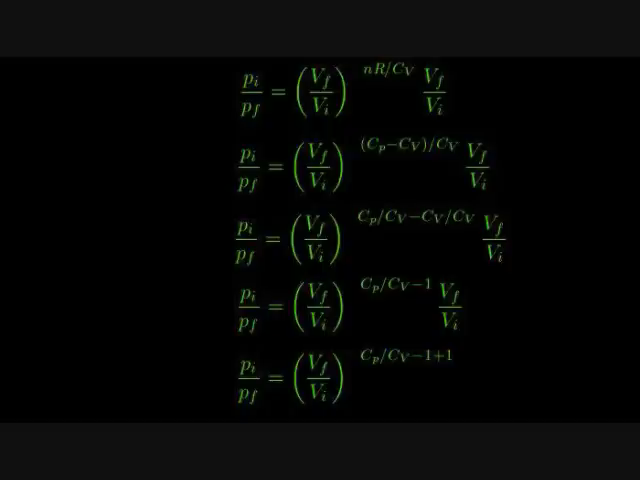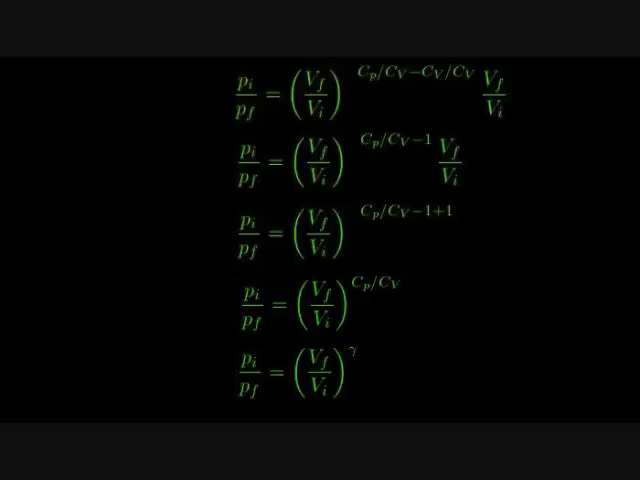And of course, V_F over V_I is the same thing as V_F over V_I to the 1 power. So you can combine the two factors of V_F over V_I by adding the exponents. Minus 1 plus 1 is 0.